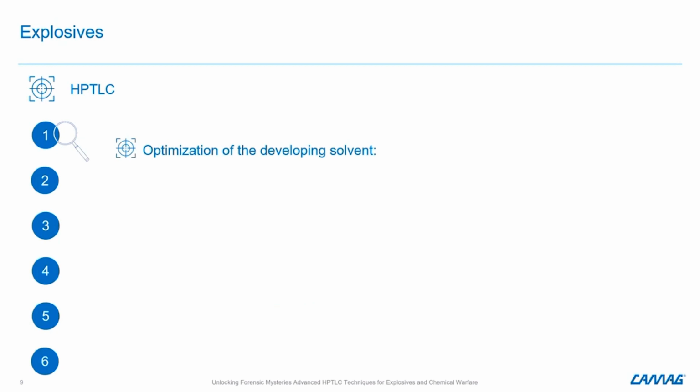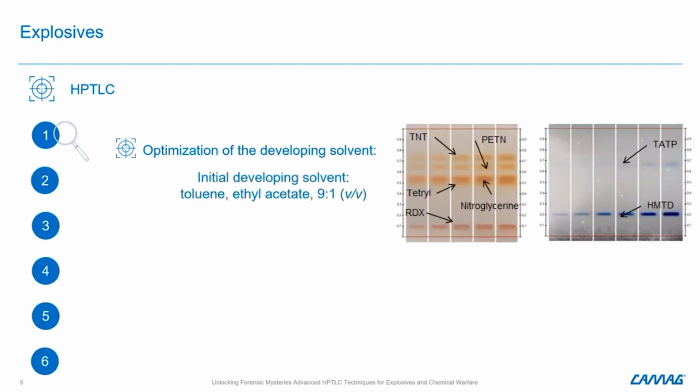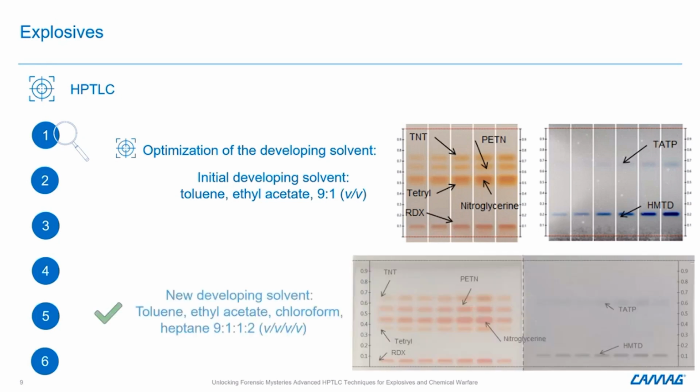For the optimization of the developing solvent, initially we had the method with toluene ethyl acetate 9-1, but we did not have a good separation. So we optimized the method with different selectivity, and we ended up with a new developing solvent containing toluene, ethyl acetate, chloroform, and heptane. So you see here our result with the new developing solvent.